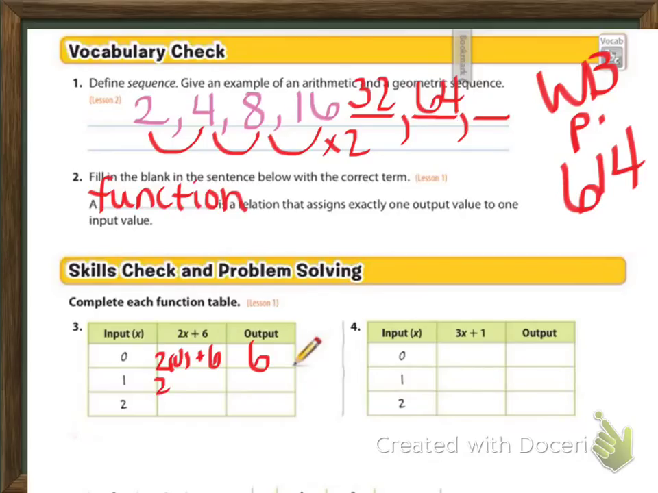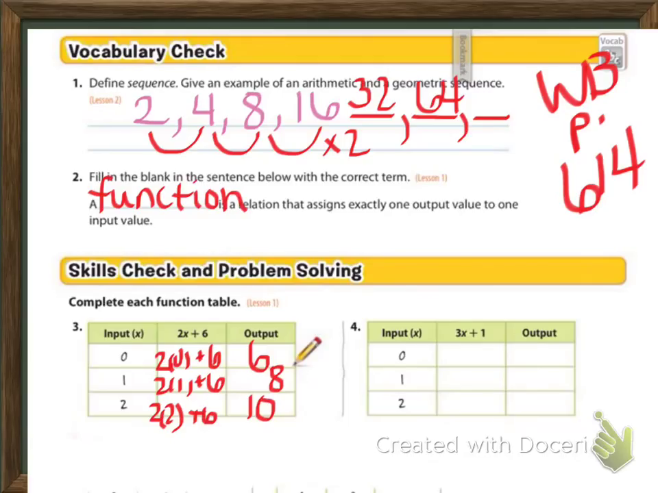Next row, 2, substitute 1, plus 6. 2 times 1 is 2. 2 plus 6 is 8. Last input, I am saying 2, substitute 2, plus 6. I have 2 times 2 is 4. 4 plus 6 is 10. You can see it's kind of following a pattern. But I've completed the function table. I have my input and output. Later on, you'll be asked to use the x and y and plot it on a graph.